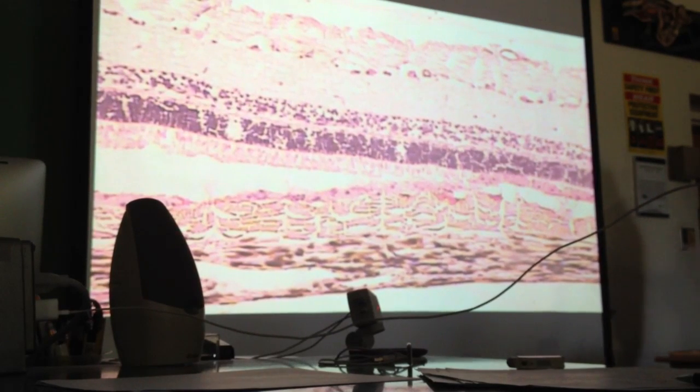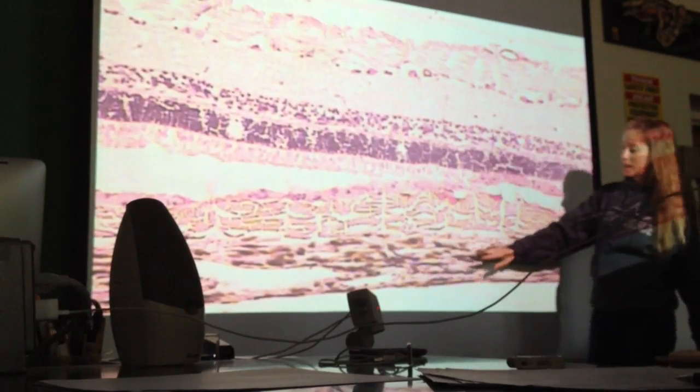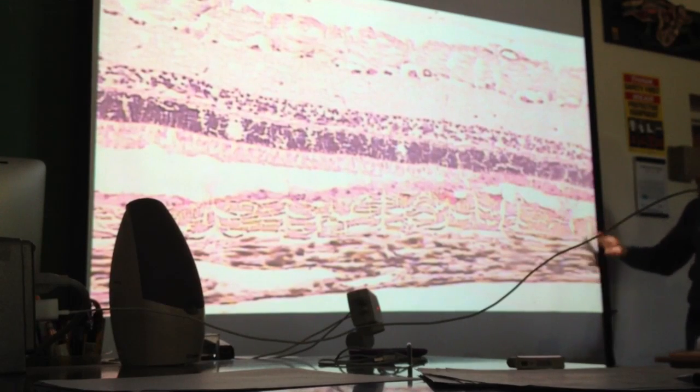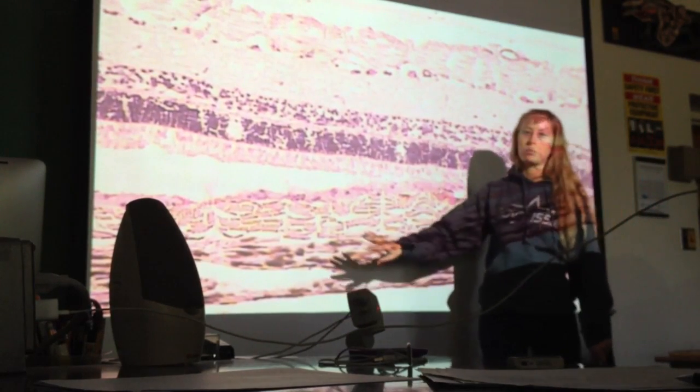So we'll start with the pigment layer. This layer down here is the pigment layer. It's marked because it has these black marks almost in it. Everything else, when you see it stained, is kind of a purple color, but down here it's almost black. Okay, so that's the pigment layer.